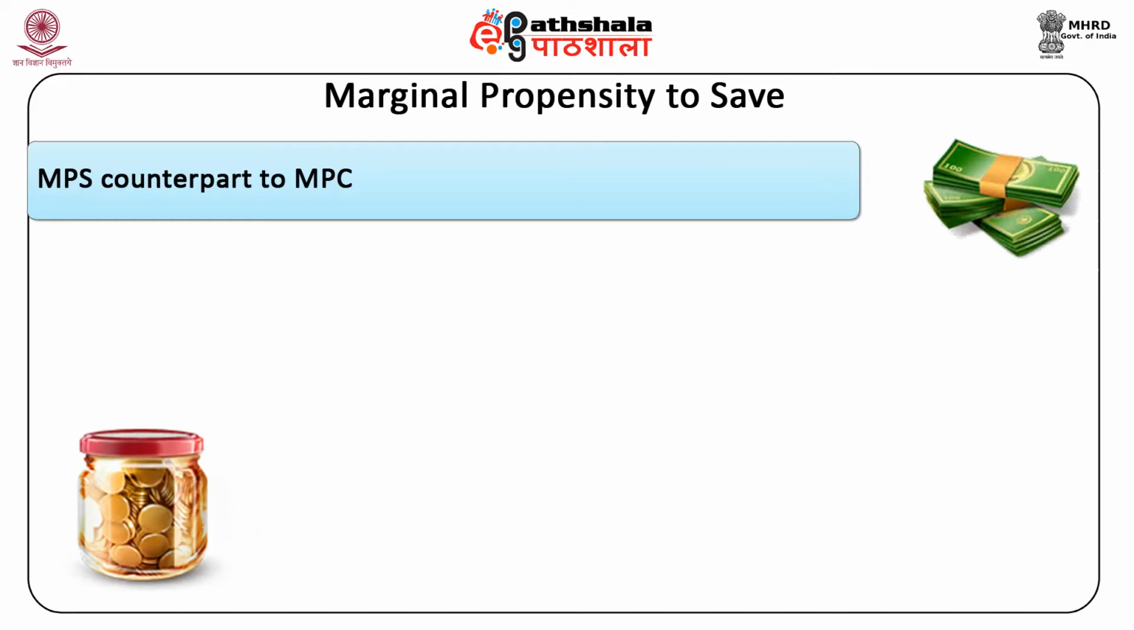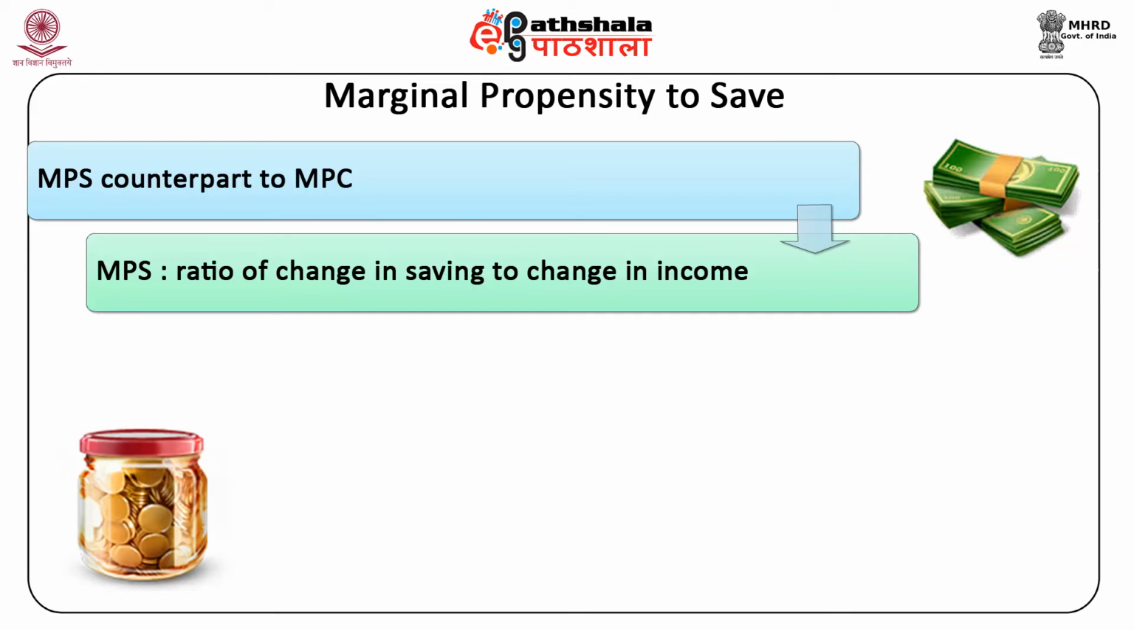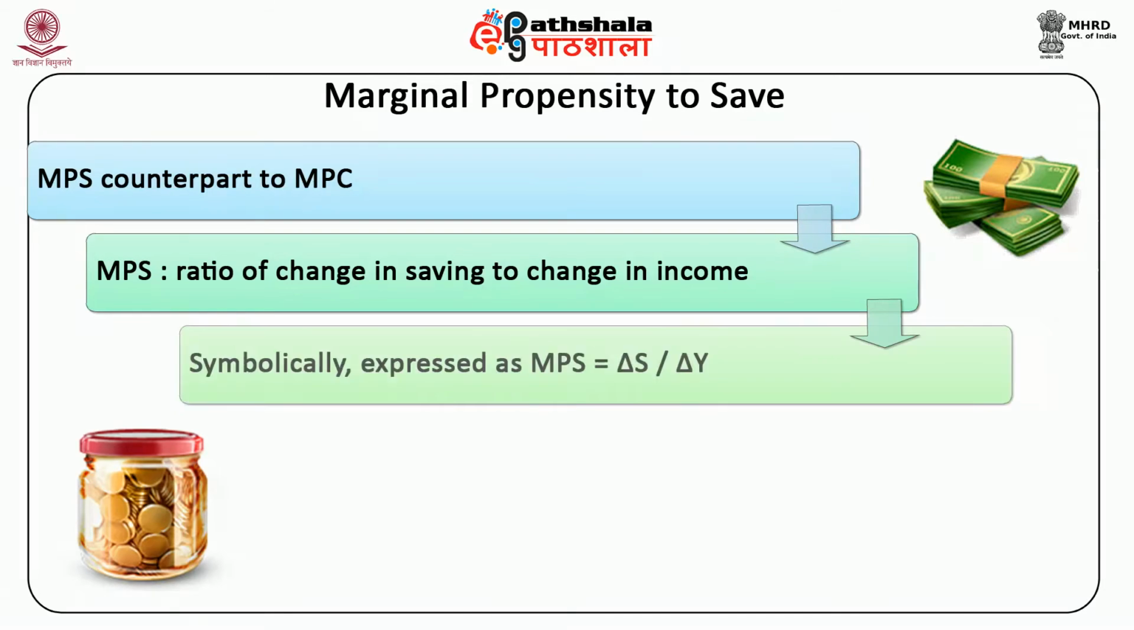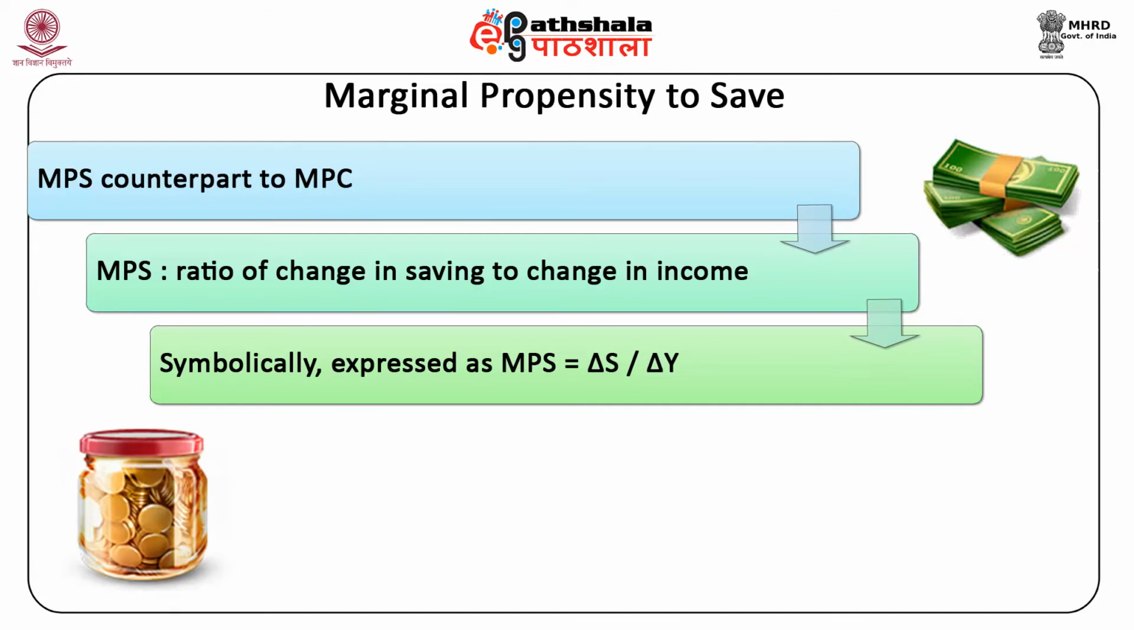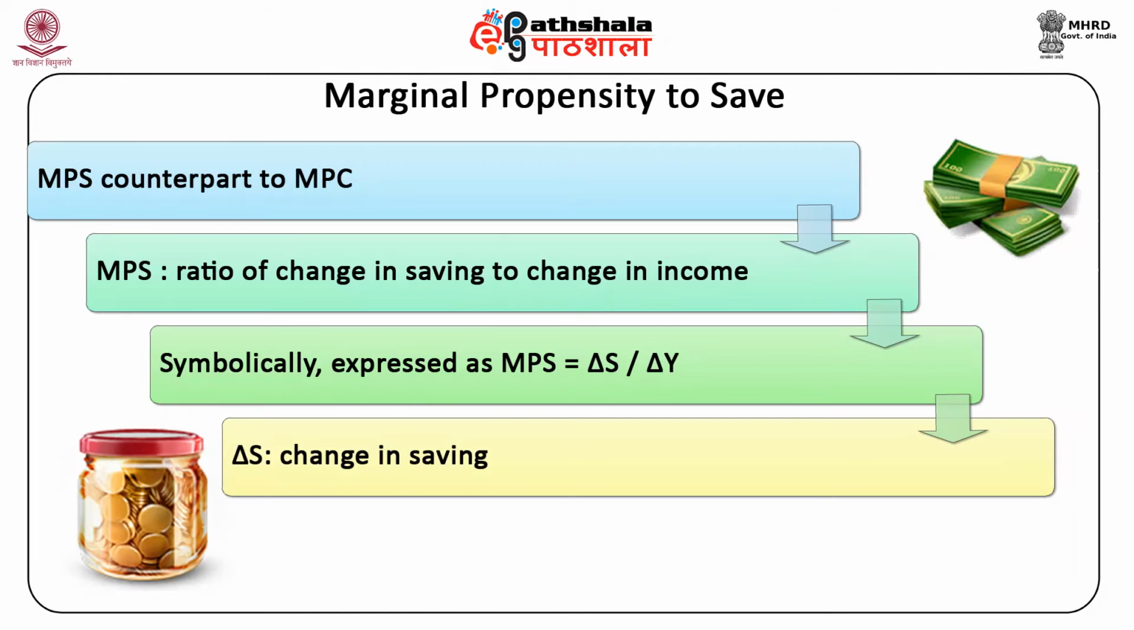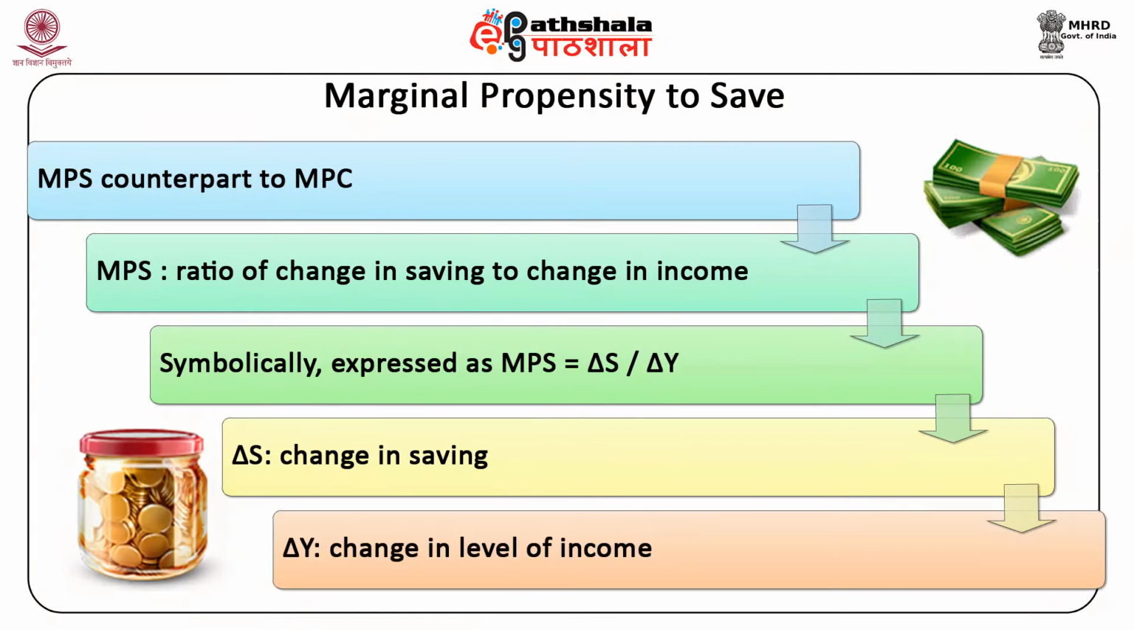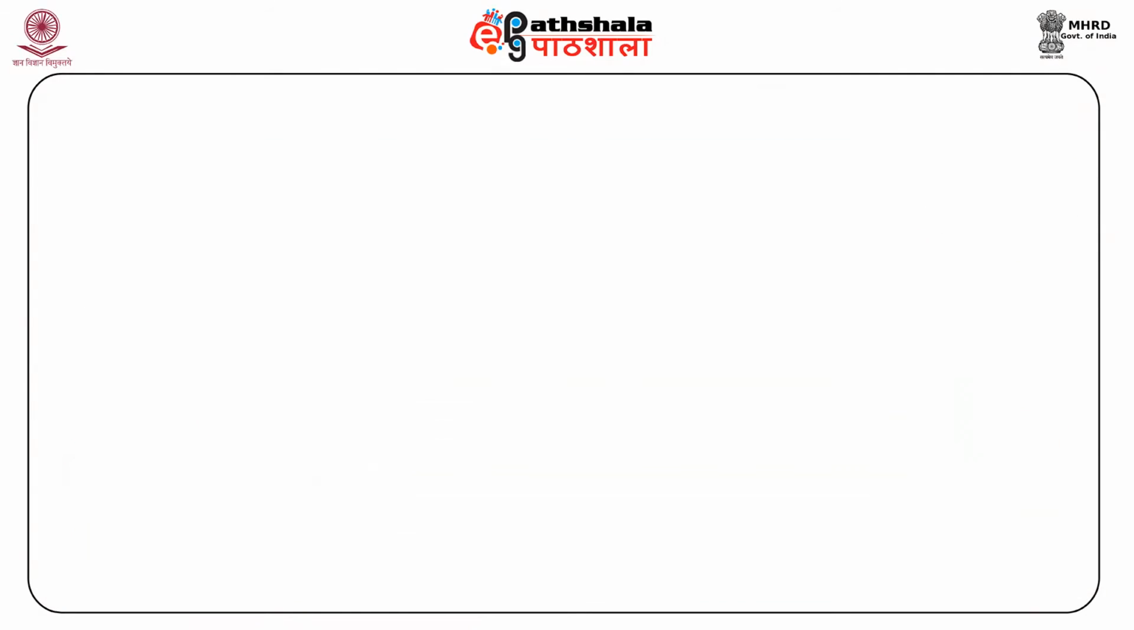MPS is the counterpart to MPC. The marginal propensity to save is defined as the ratio of the change in saving to the change in income for any change in income. Symbolically, it is expressed as MPS = ΔS/ΔY, where ΔS is the change in savings and ΔY is the change in the level of income.